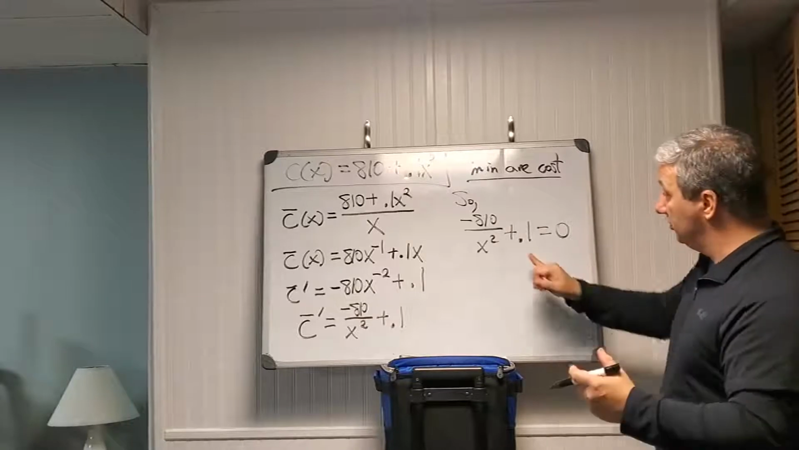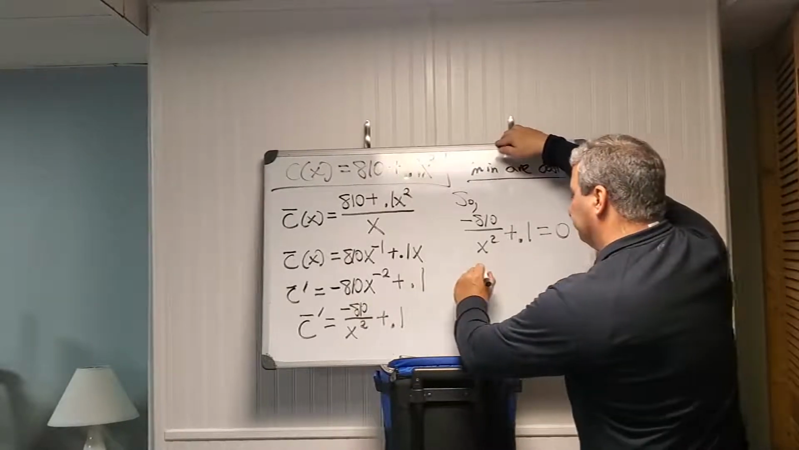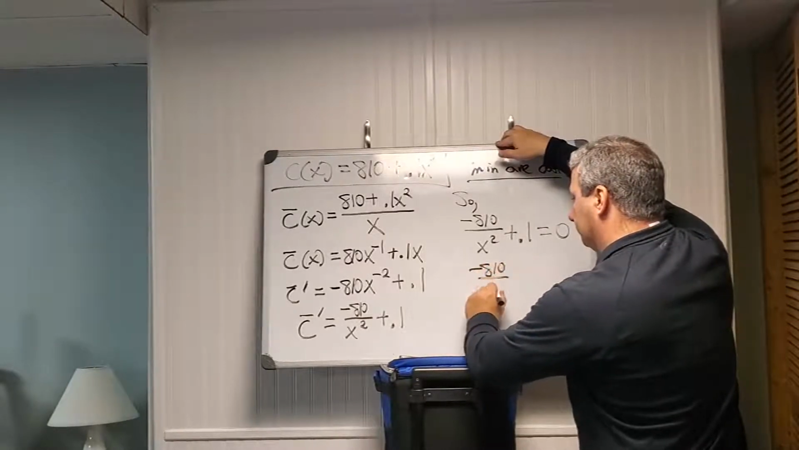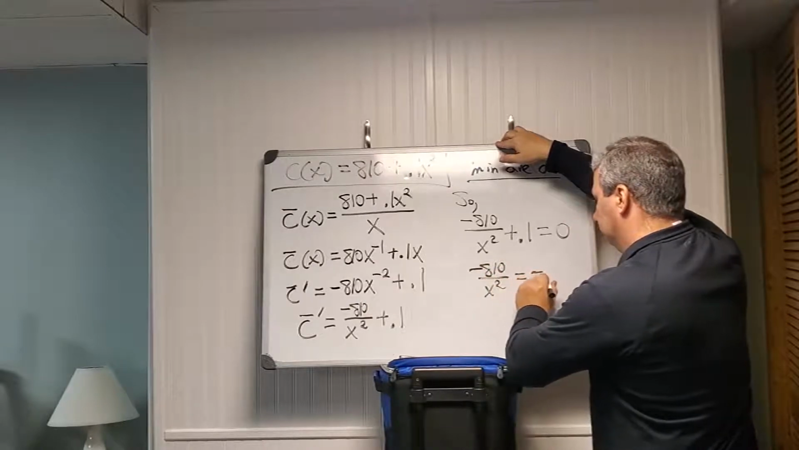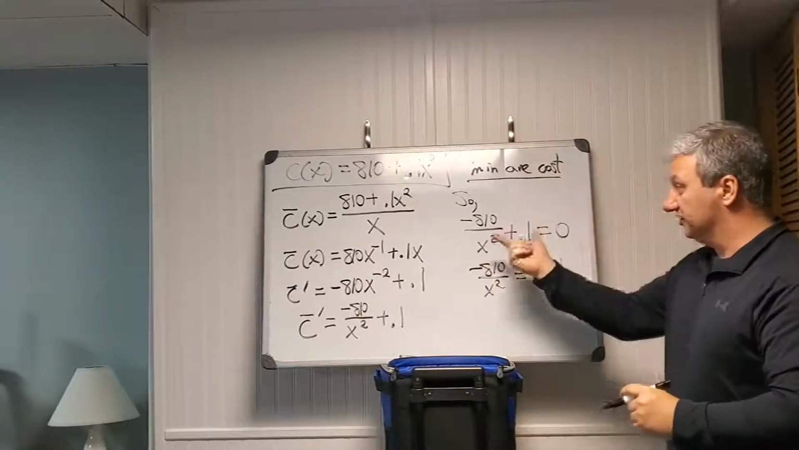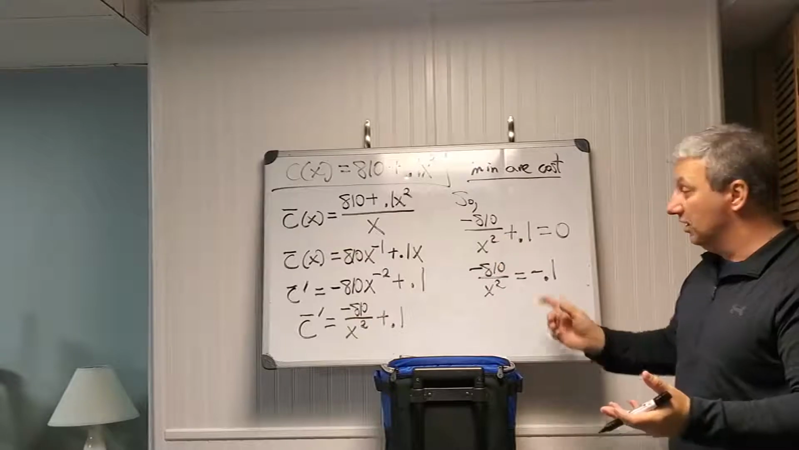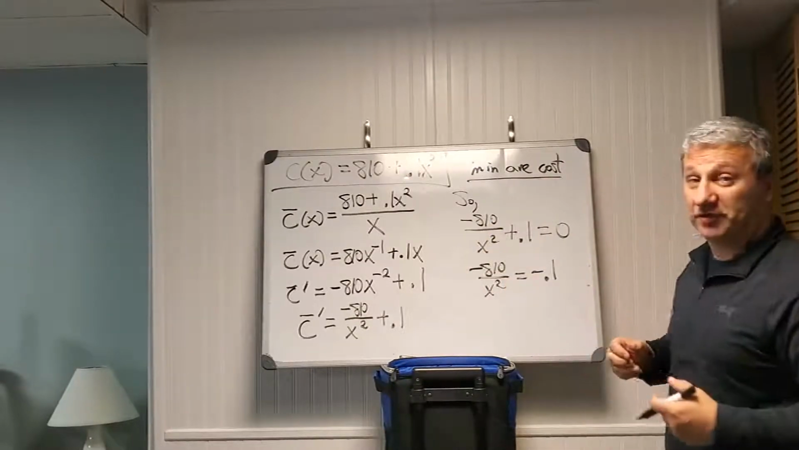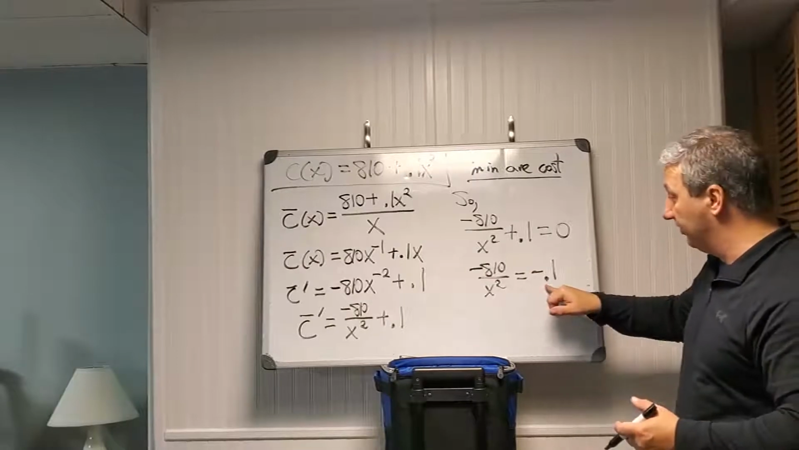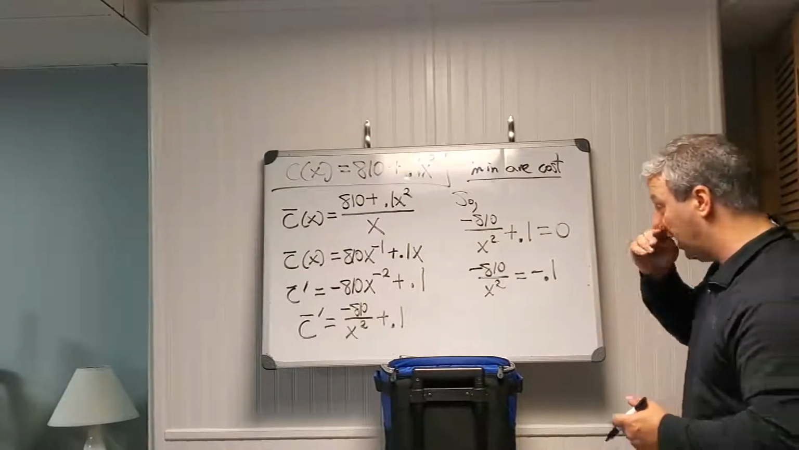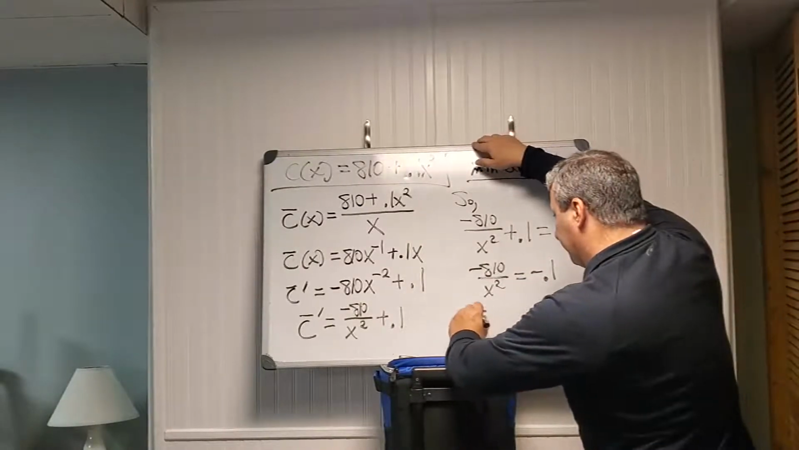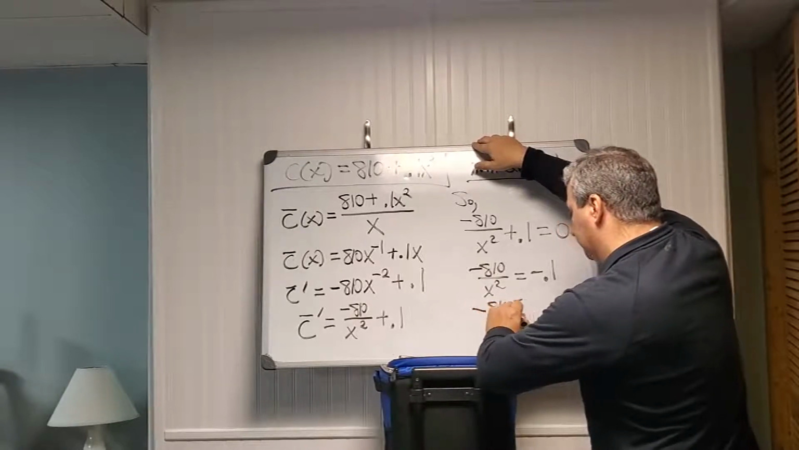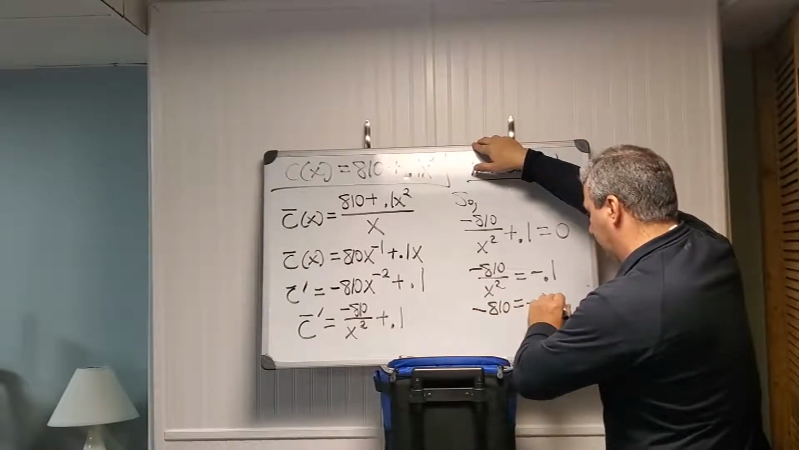So how do I solve that? What I've got to do is subtract off the 0.1. Divided by x squared, to get rid of a division, you multiply both sides by x squared. Or, better yet, put this over 1, cross multiply. So what I get here is negative 810 equals negative 0.1 x squared.